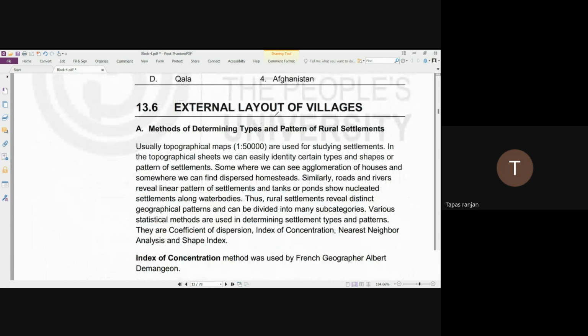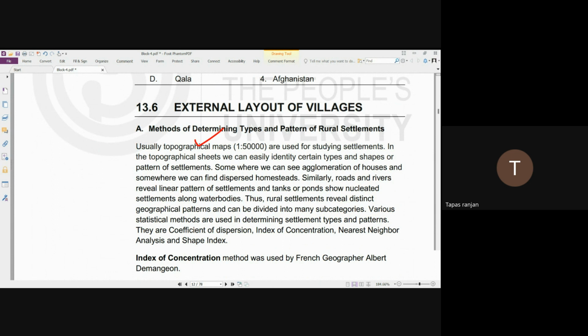So what are the external layouts of a village, and how can we study the external layouts of a village? There are different data sources through which we can study external layouts of different villages. You can go through topographical maps, they do provide you authentic data. And computer-aided programs are also there, like remote sensing and GIS, that can help you understand the external layout of villages.